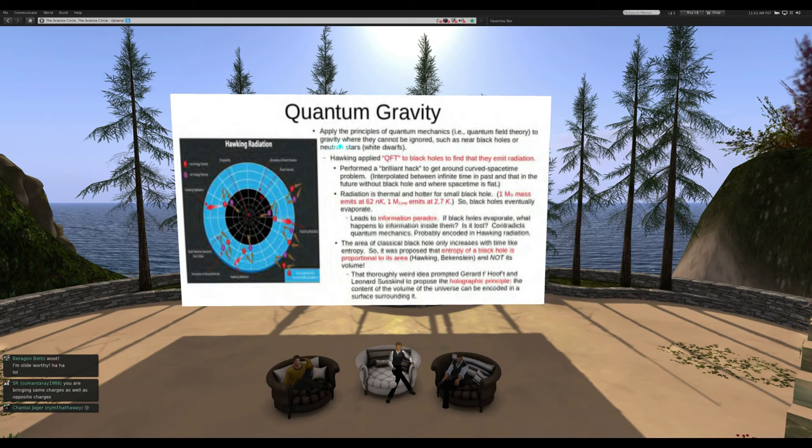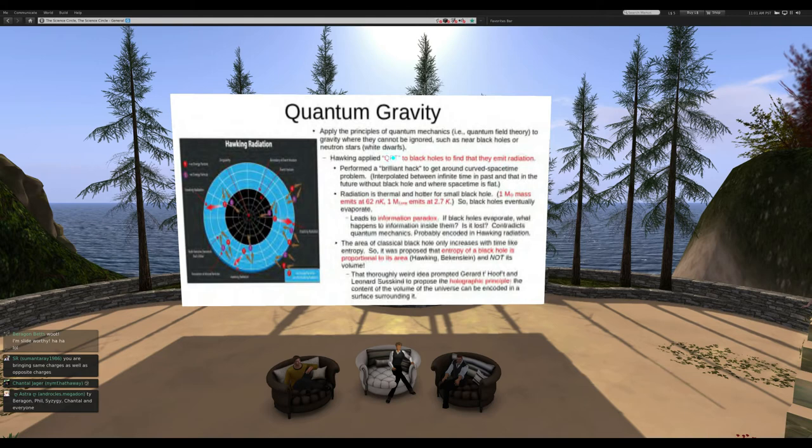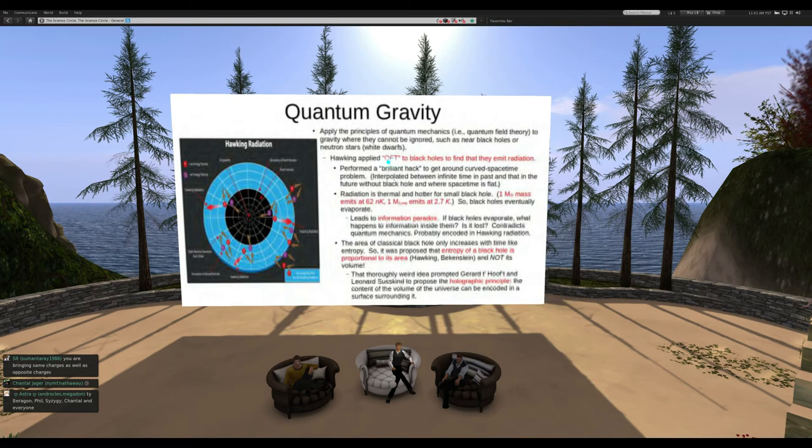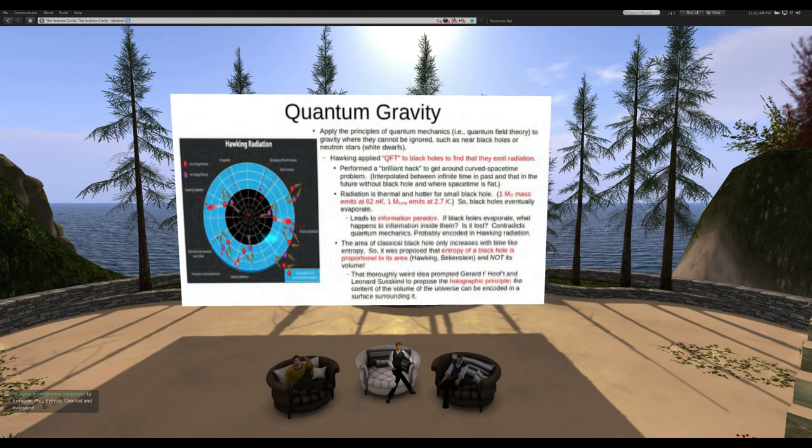Okay, so quantum gravity, we'll talk about how that was applied to black holes. The idea is that when you're near the surface of a black hole or the event horizon, or degenerate stars like neutron stars and maybe even white dwarfs, the conditions are so extreme that the principles of quantum mechanics must be important. So Hawking applied a version of quantum field theory to black holes, and I'll talk about why it's difficult to use quantum field theory with gravity.